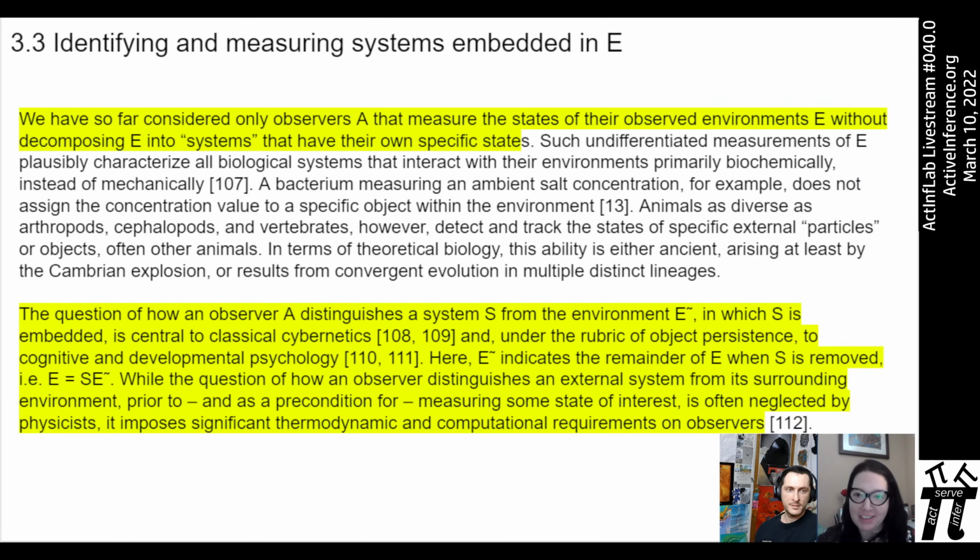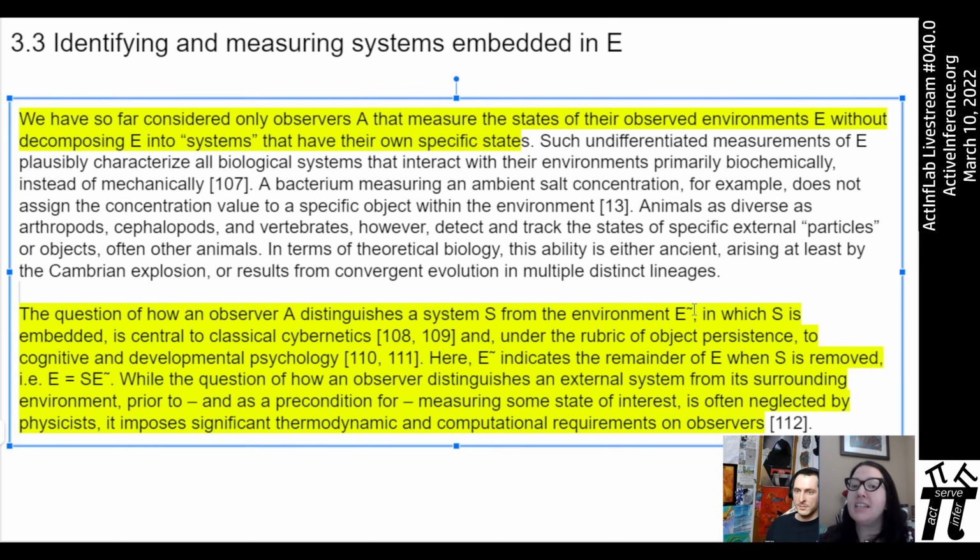Yes. Okay, moving on. Section 3.3, identifying and measuring systems embedded in E. So we've so far considered only observers A that measure the states of their observed environments E without decomposing E into systems that have their own specific states. And the question of how an observer distinguishes a system from the environment in which S is embedded is central to classical cybernetics. So I think that's important.